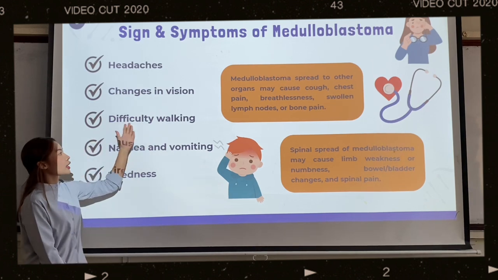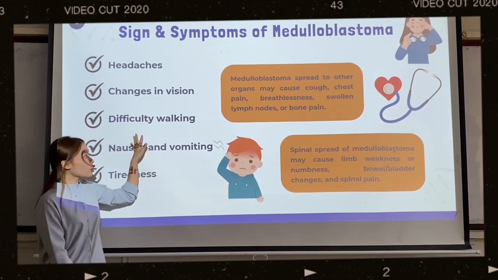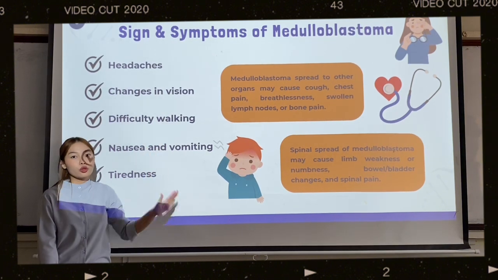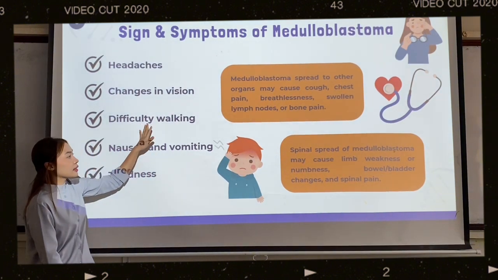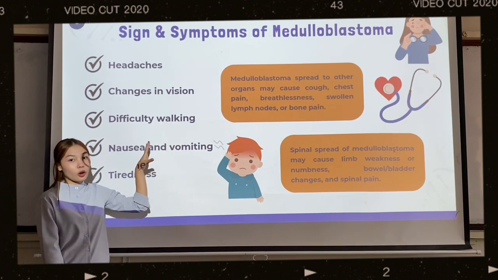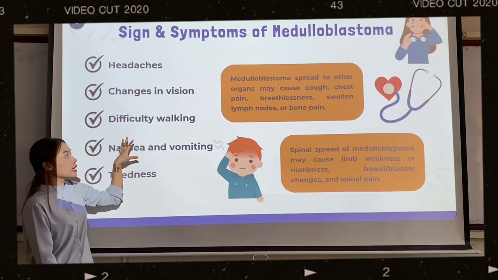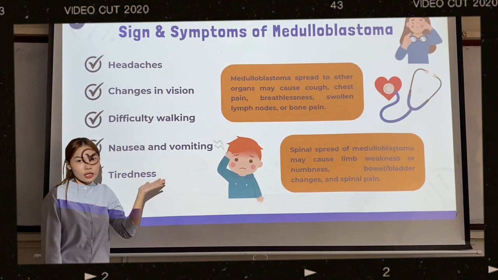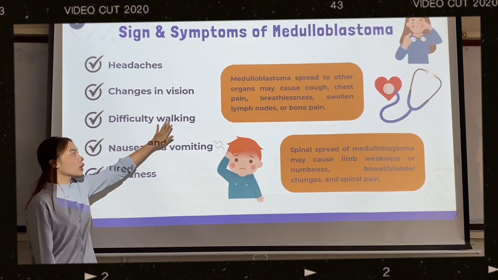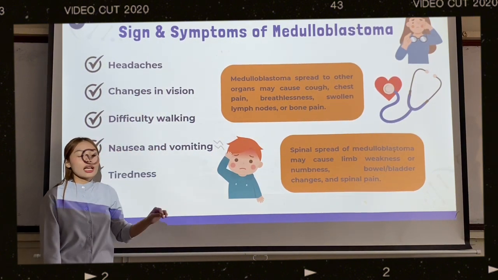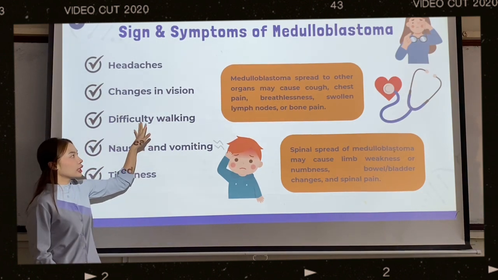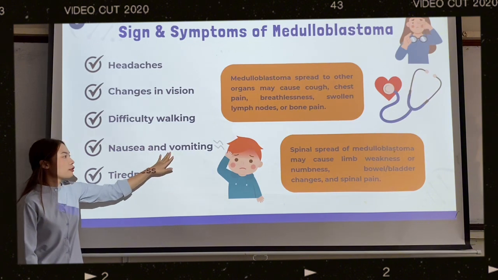And then next, difficulty walking. As you know, the cerebellum controls coordination, balance, and movement. Since there is a tumor, or cancer, or abnormal cells in this cerebellum, the person having it will have difficulty walking, such as unsteady walking or frequent falls.